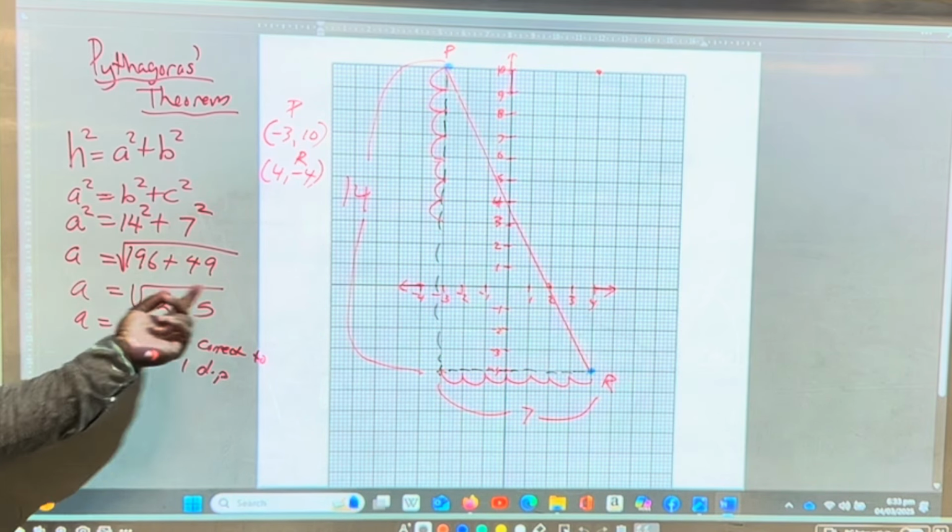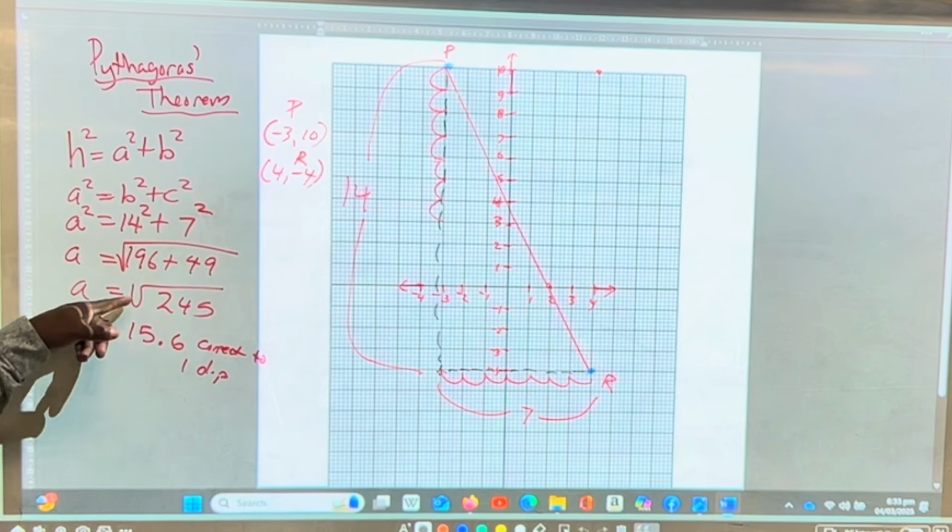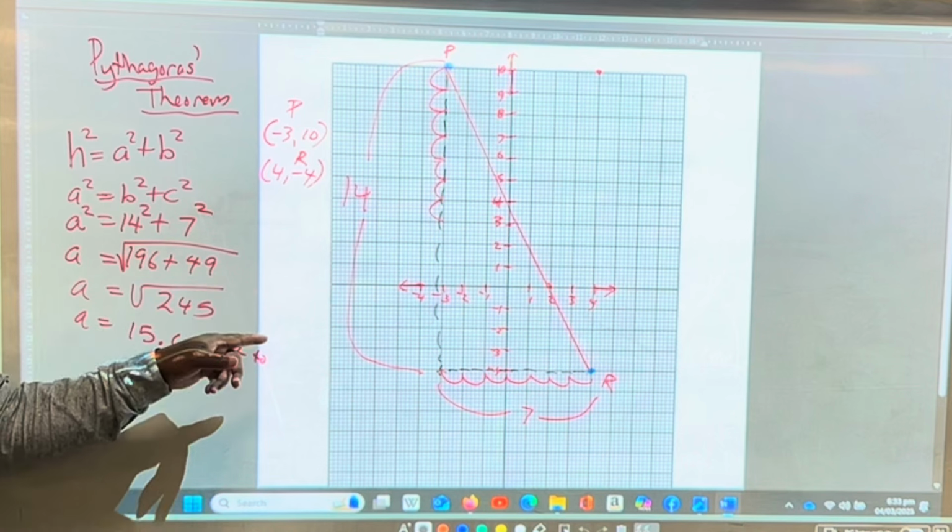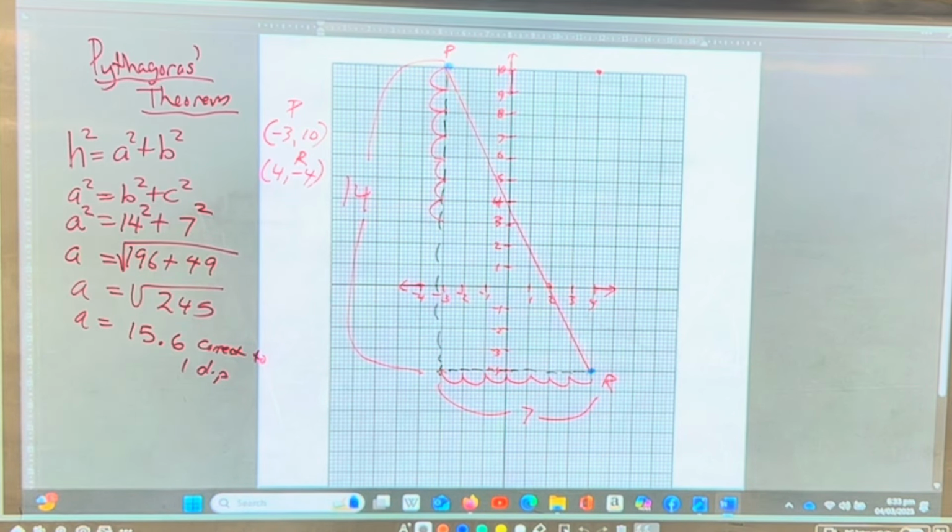Where did the square root sign come from? Can anybody tell me? It comes from the square. When the square crosses the equal sign, it becomes the opposite. Okay? That's where it comes from. So 15.6, based on what Shakira says.